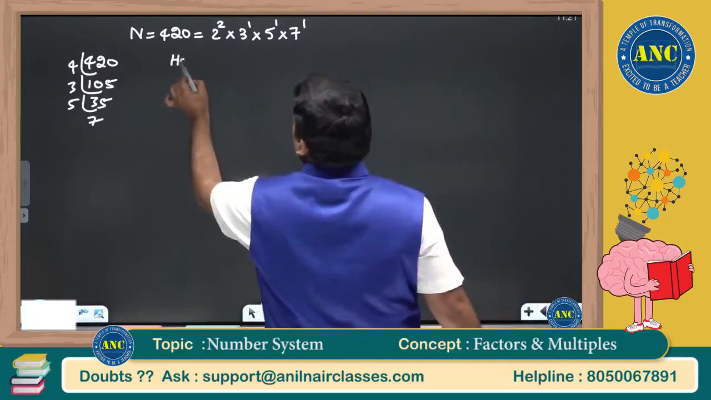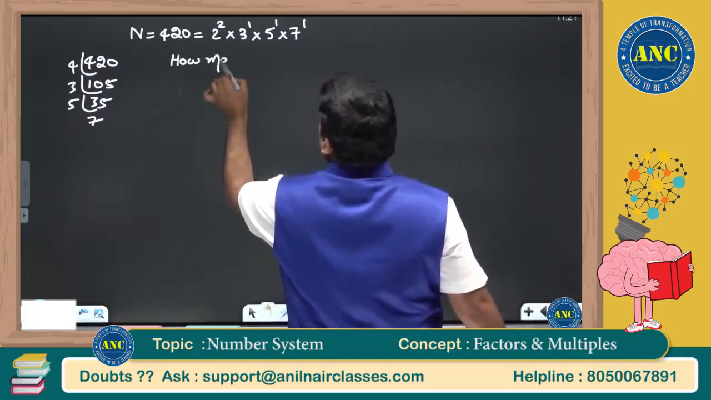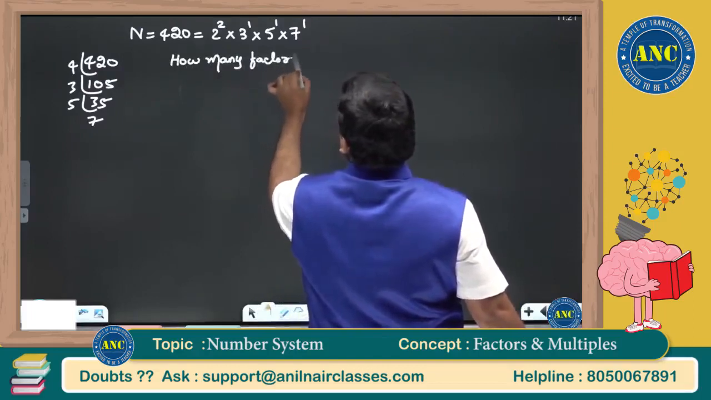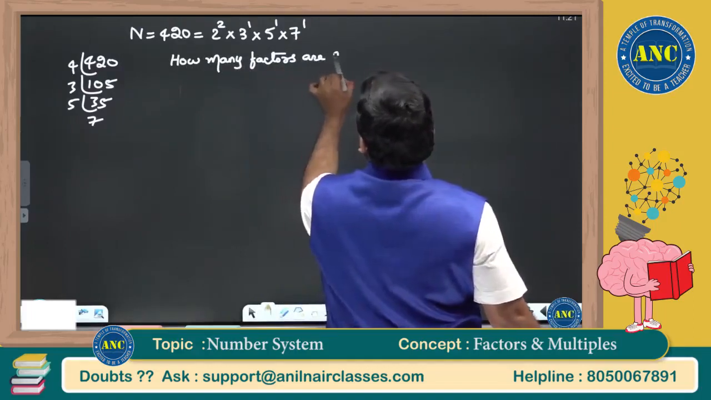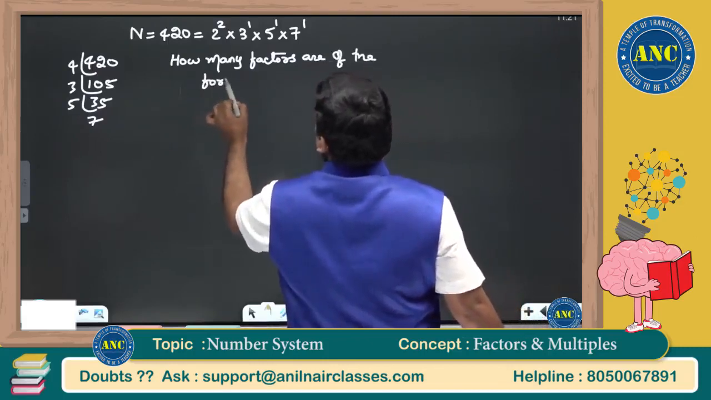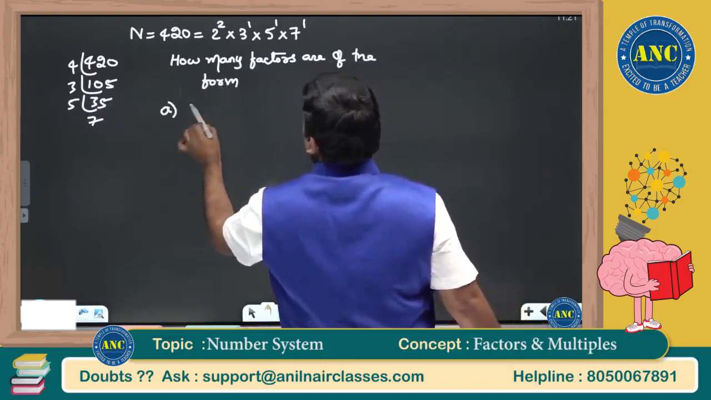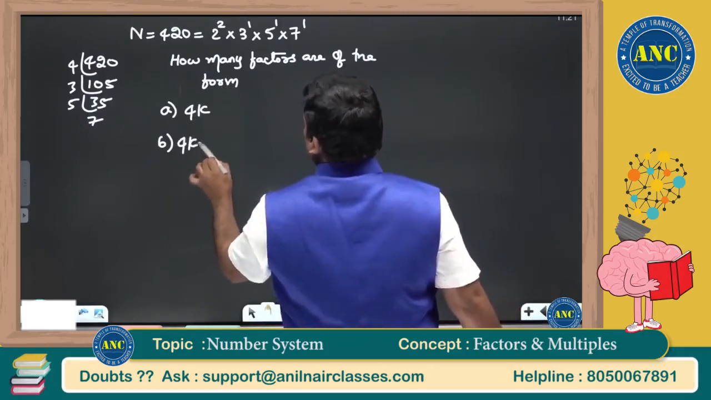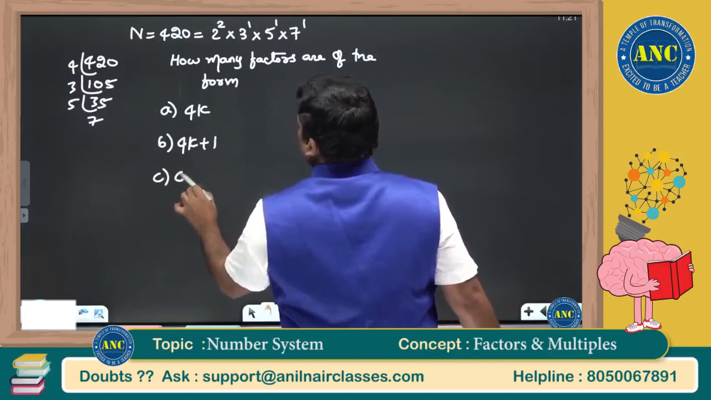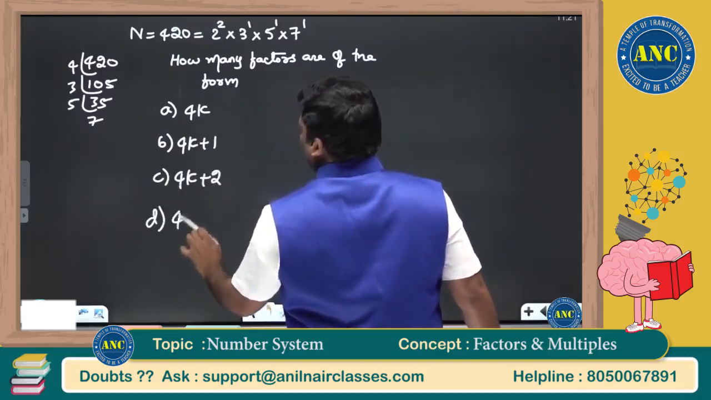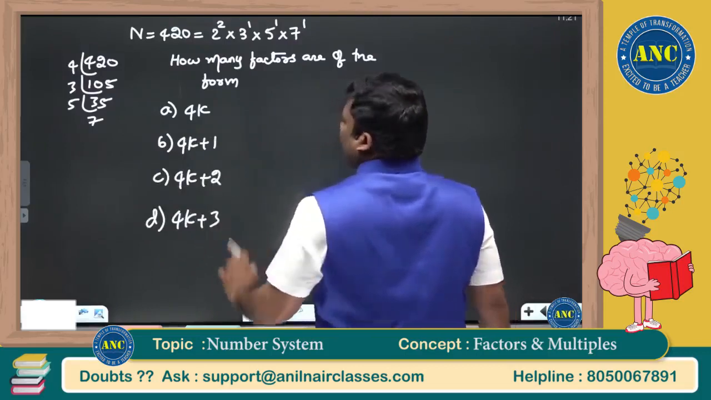How many factors are of the form 4k, 4k plus 1, 4k plus 2, 4k plus 3? Another example, but this time it is divided by 4.